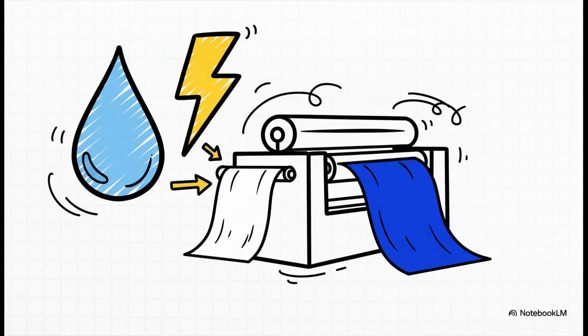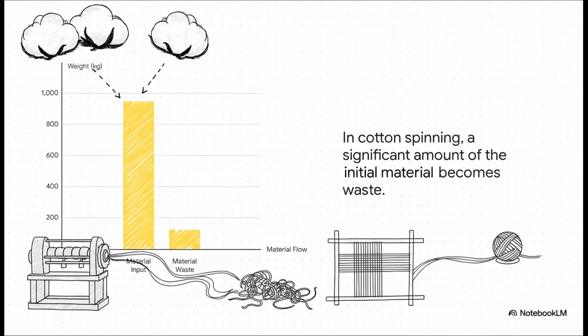But all of these finishing processes, they come at a cost. All that heating and washing and dyeing requires just immense amounts of water and energy. It actually makes the textile industry one of the most resource-intensive manufacturing sectors on the entire planet. And just to get a sense of the scale of the problem, take a look at the data for just one part of the process: spinning raw cotton into yarn. To get our final product, we start with 950 kilograms of material. By the time we're done, over 126 kilograms of that has just become waste. That's a huge loss before the fabric is even woven, let alone dyed or finished.